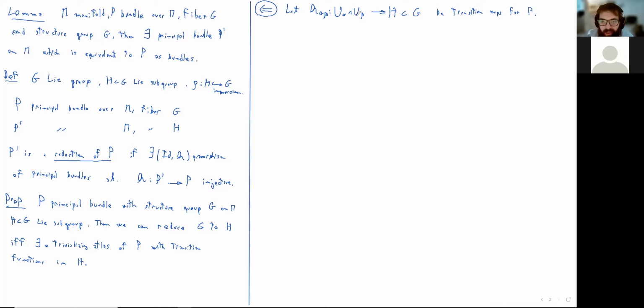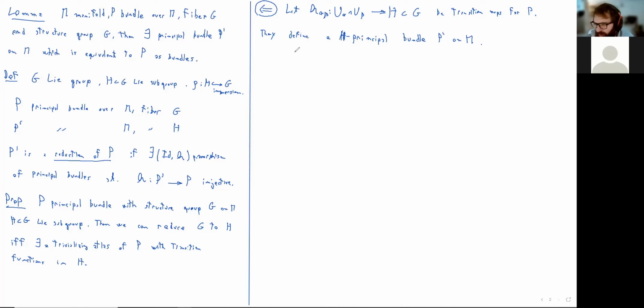And of course, since now H is a subgroup, these are just cocycles. Which means maps into H would satisfy this cocycle condition. So we can define a bundle out of it. So they define an H principal bundle, and again, this is another name which just means a principal bundle with H as a structure group. A principal bundle P prime on M.